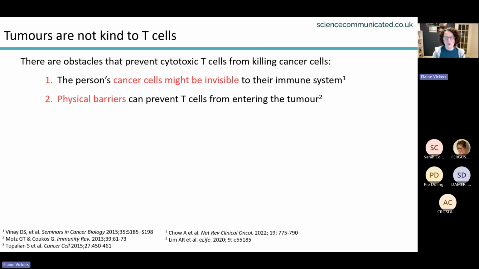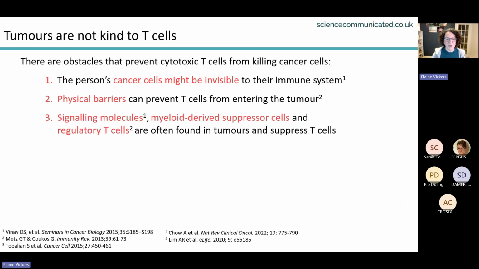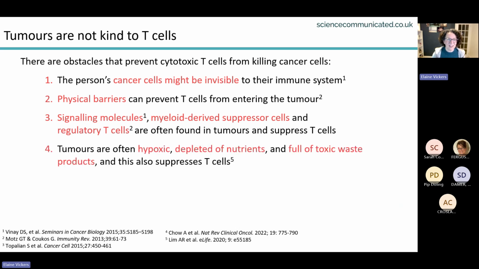Also, even if suitable T cells are created against neoantigens, they might get trapped inside blood vessels. They might never find their way into the tumor environment in a way that brings them into close contact with cancer cells. In addition, in the tumor environment, often what you find is that the white blood cells there are producing signaling molecules which suppress cytotoxic T cells, or there's lots of myeloid-derived suppressor cells there, there's regulatory T cells there, and they suppress the cytotoxic T cells.